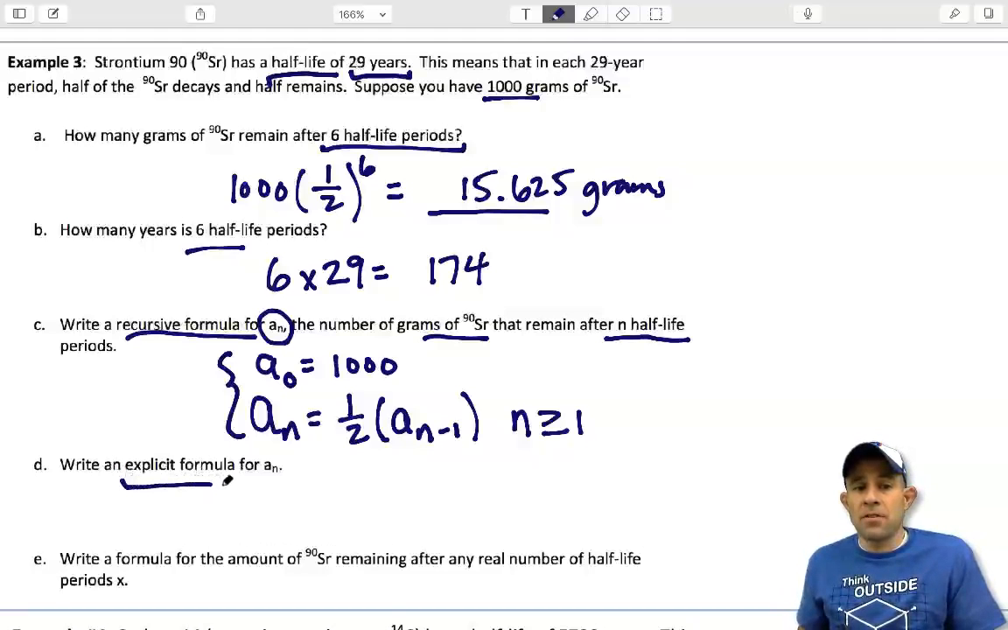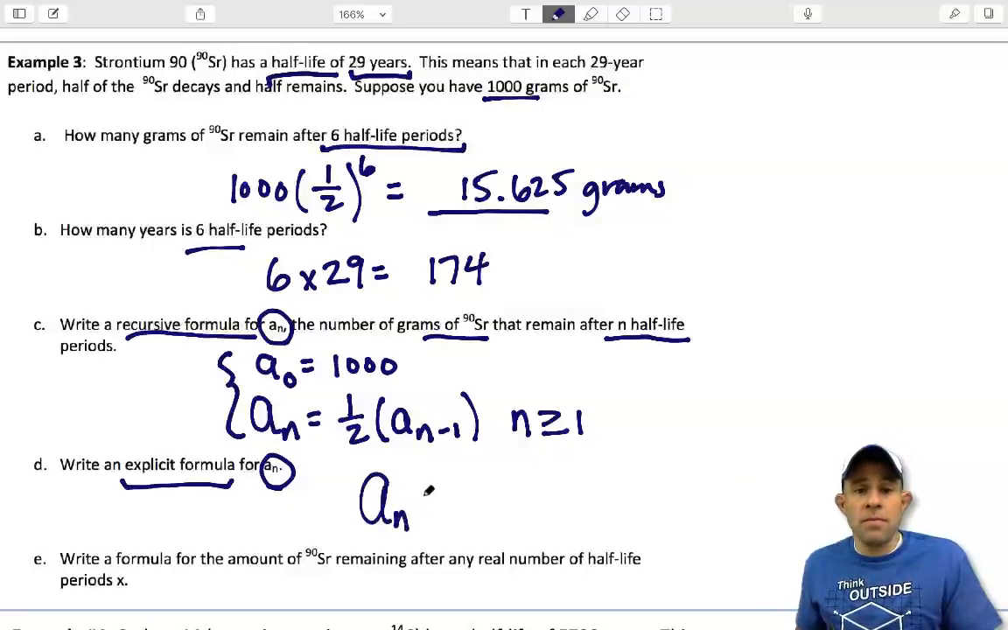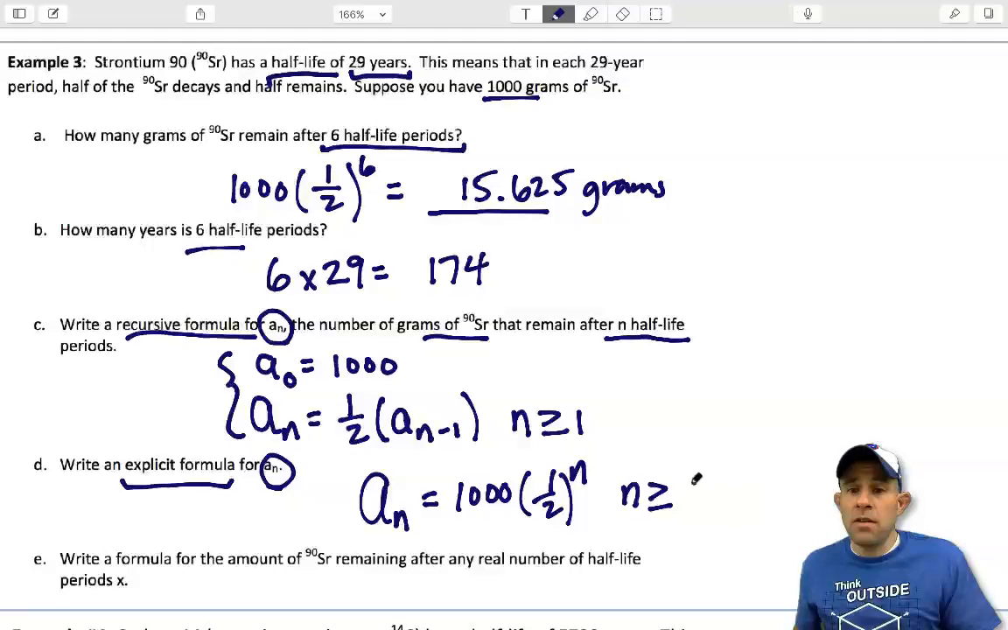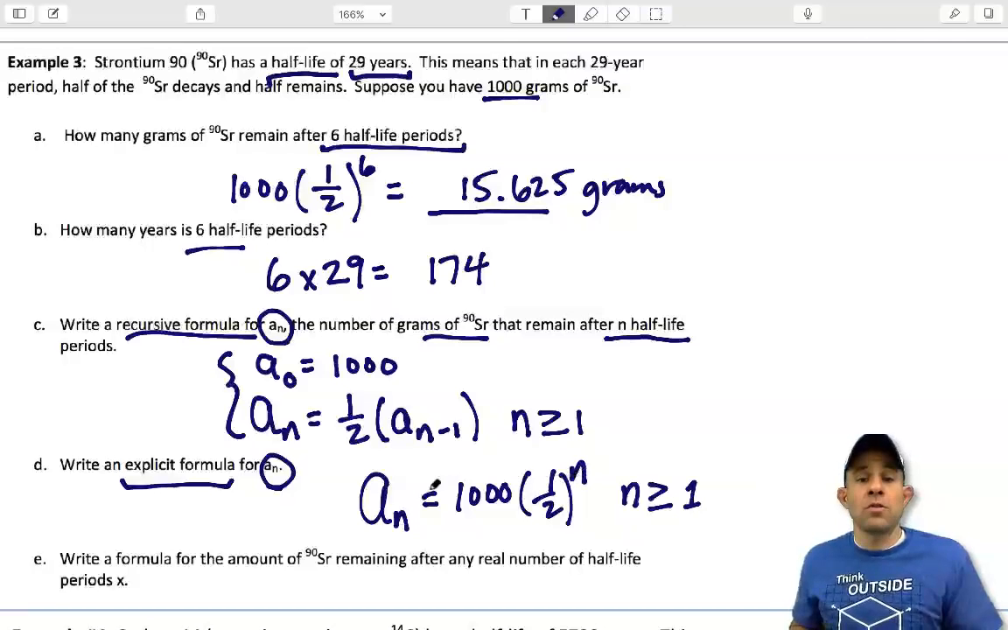Okay, next it says now to write an explicit formula for A sub n, and again keep in mind n is the number of half-life periods. So let's write it as A sub n is equal to, now it's going to be our initial amount, 1,000, times 1/2 to the nth power. And this is going to be for all values of n greater than or equal to 1 as well. So we're going to start here at the first term, where we'll take 1,000 and multiply it by 1/2 to the first power, which will give us our first term of 500 grams.